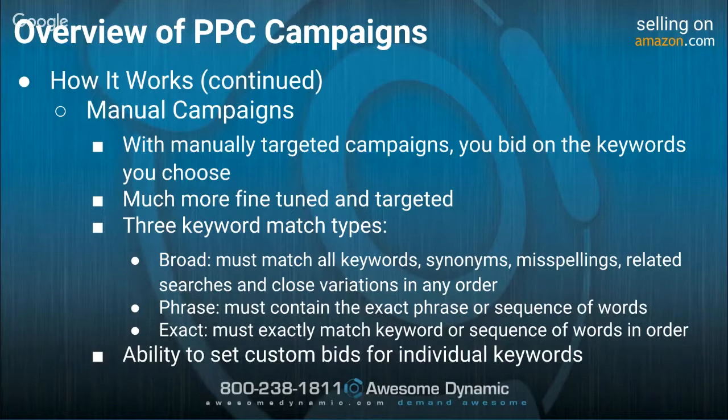Start running some manual campaigns, but keep those automatic campaigns running at a low cost per click, at a low bid amount, just to continue to capture additional data and additional sales that you may not have gotten, because a customer may have searched for something that you never thought of. So that's why a lot of experts recommend that you do both concurrently.